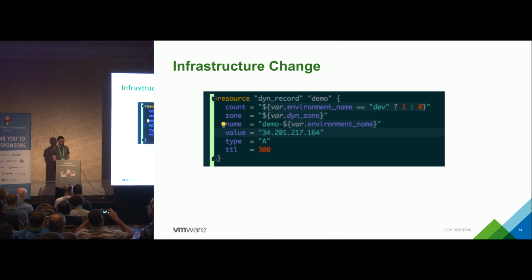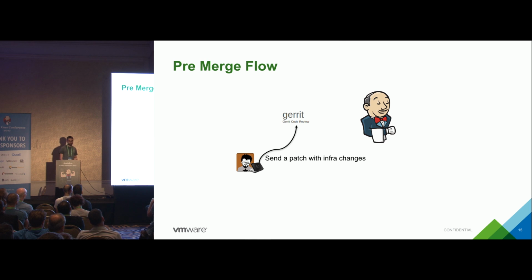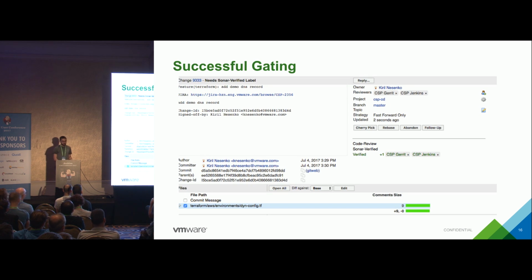So I created the change, I commit it to Git, I send it to Gerrit. From Gerrit, it goes to Jenkins, and then I decide if I can merge it or not. Here's the example of the successful gating, okay? I can see I send the patch, and I have +1 from Jenkins. That means that this change is good for deployment.